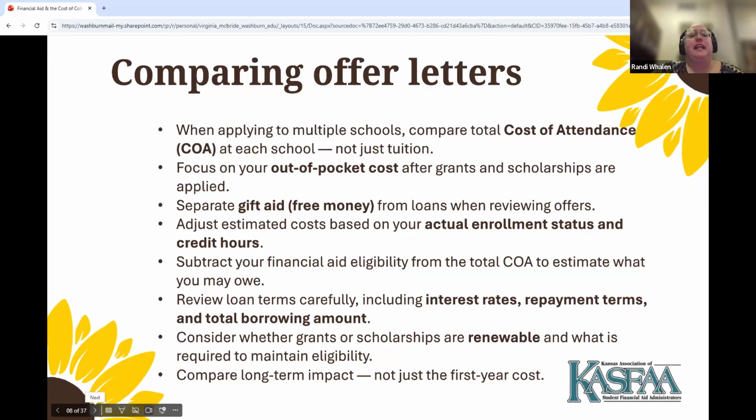Subtract your financial aid eligibility from the total COA to estimate what you may owe. Review loan terms carefully, including interest rates, repayment terms, and total borrowing amount. Consider whether grants or scholarships are renewable and what is required to maintain eligibility. Compare long-term impact, not just the first-year cost.